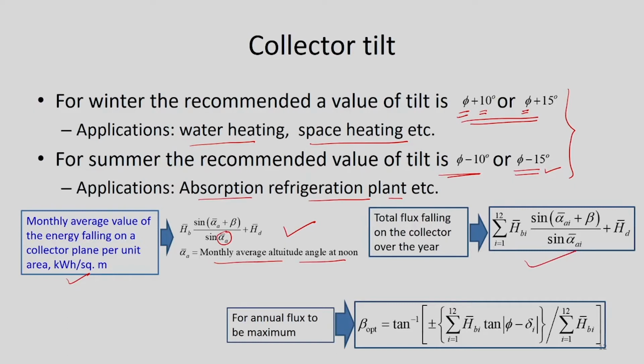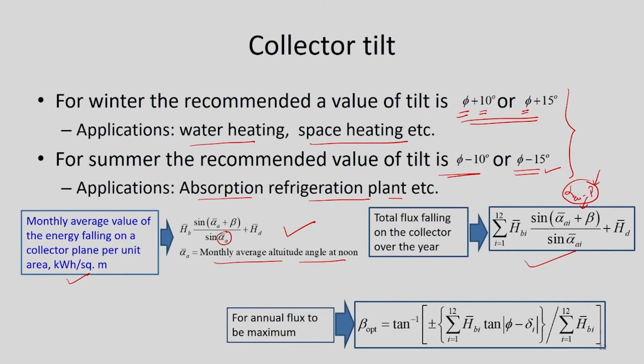There are certain cases where you need to apply some other expression here. Instead of alpha AI plus beta, sometimes we need to apply alpha AI minus beta. These are condition specific. And again, how the gamma S or gamma values will vary, this discussion maybe we can take up when we solve a problem.